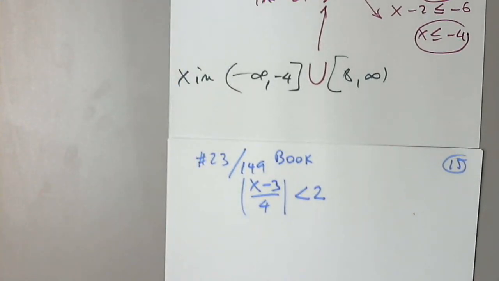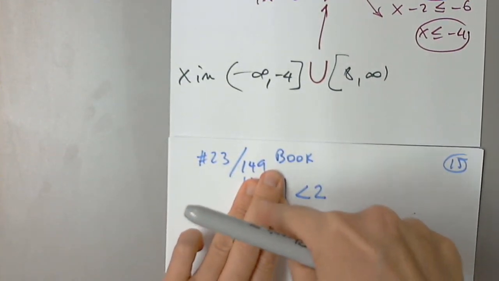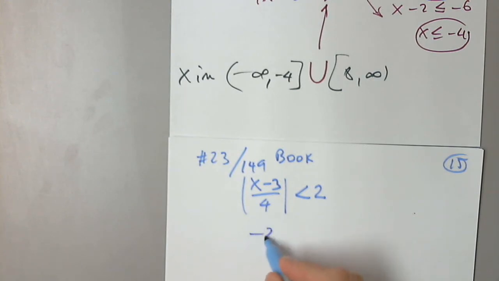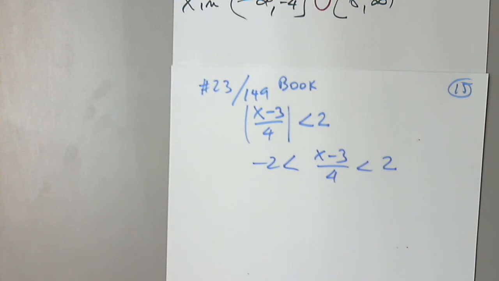So is it in between or is it the outside? In between. But this is what has to be in between: in between -2 and 2, this quantity. So -2 less than x minus 3 over 4 less than 2. Now I have to clean it up. What do you think we should do first?